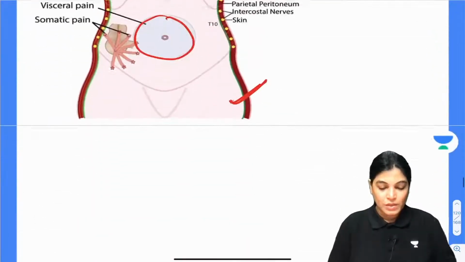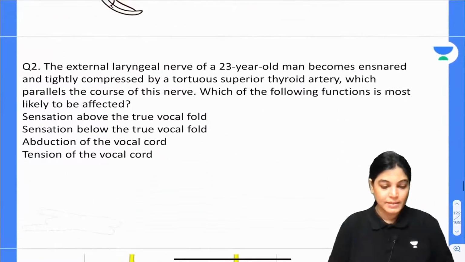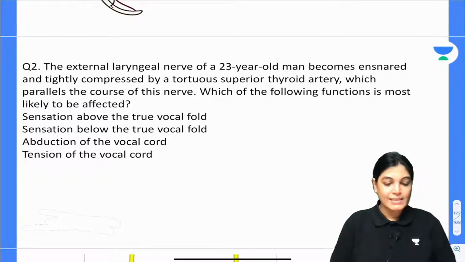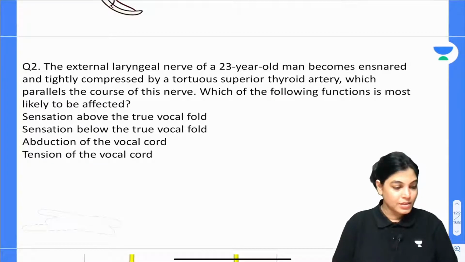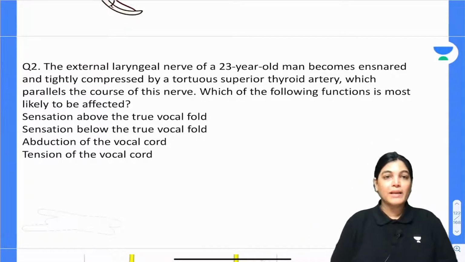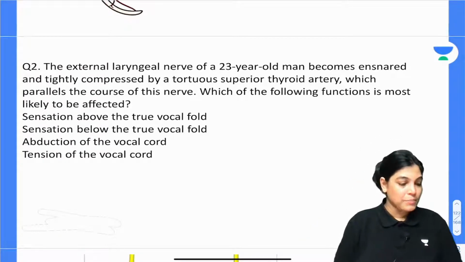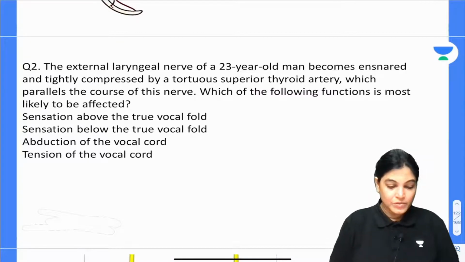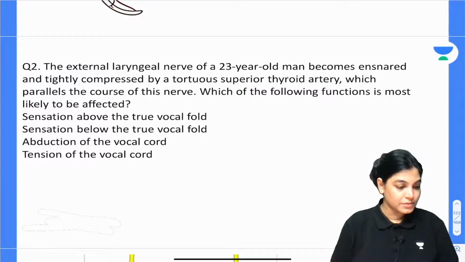Let's move on to the next one, that is question number 2. External laryngeal nerve. All those who are listening can mark the correct answer. External laryngeal nerve. A 23-year-old man's nerve is tightly compressed by the tortuous superior thyroid artery, which parallels the course of the nerve. Which of the following functions is most likely affected?